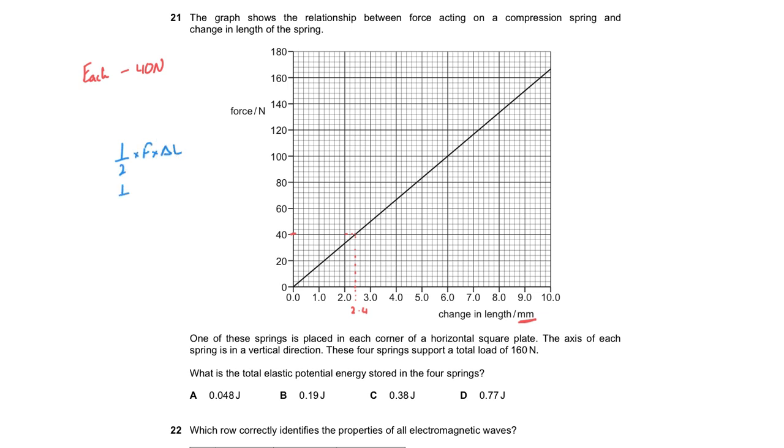So to find the total elastic potential energy, half into force into change in length would give me the elastic potential energy of one spring. So this is half into 40 into 2.4 into 10 to the power minus 3. But since I've got 4 springs, I'll multiply this by 4 and I end up with the answer being 0.192 joules, which is option B.